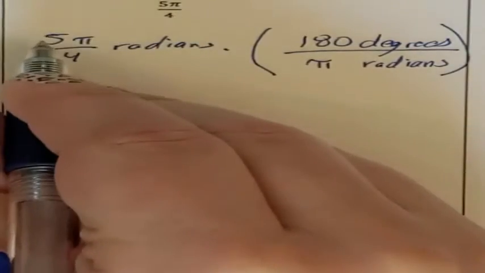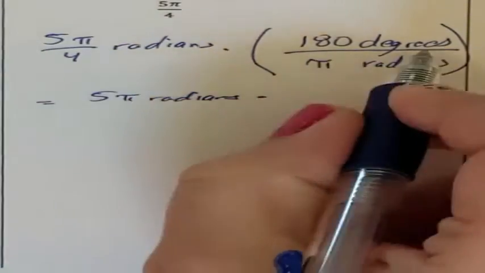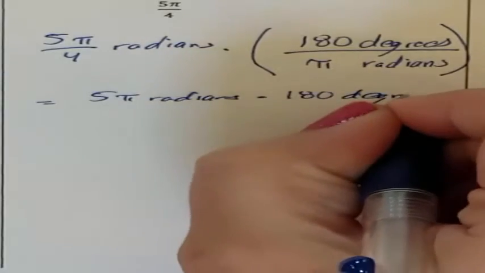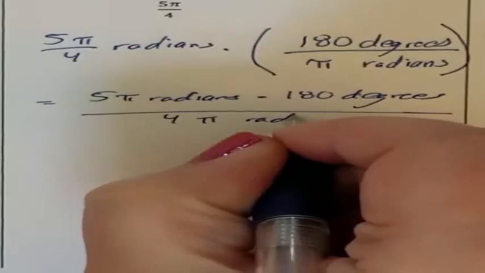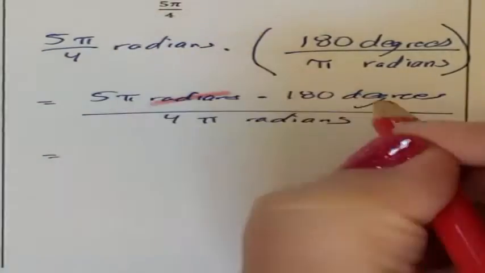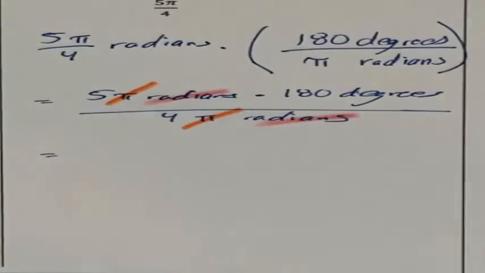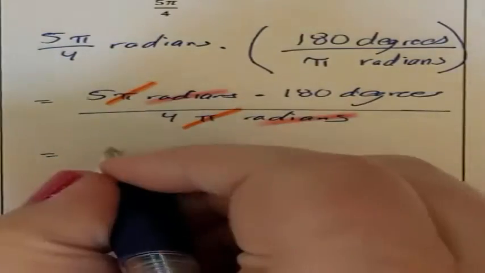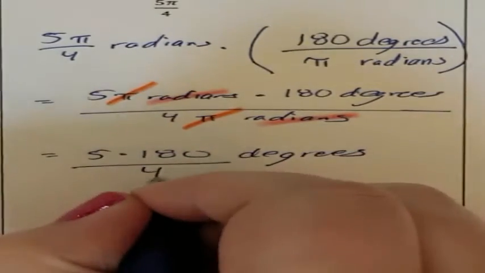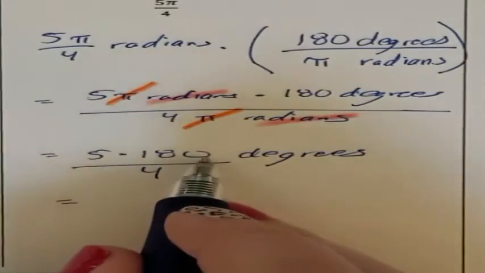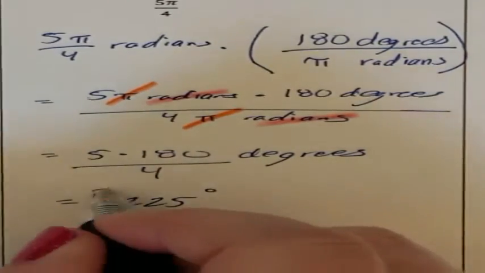So multiplying straight across, I have 5 pi radians being multiplied by 180 degrees all over 4 pi radians. So radians in the numerator cancels out with radians in the denominator. Pi in the numerator cancels out with pi in the denominator. So I have 5 times 180 degrees in my numerator, and I just have a 4 in the denominator. Simplifying 5 times 180 divided by 4 gives me 225 degrees.